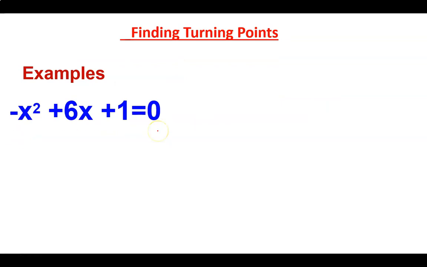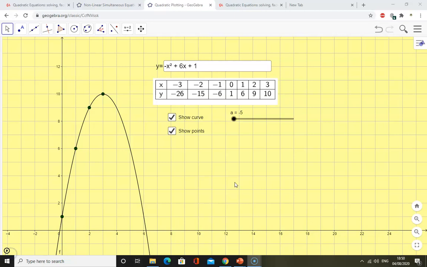Okay, let me show you this one as well. So we've got minus x squared plus 6x plus 1. Let us plot this graph first. So I've got here the graph, minus x squared plus 6x plus 1 between minus 3 and 3. So these are the points.